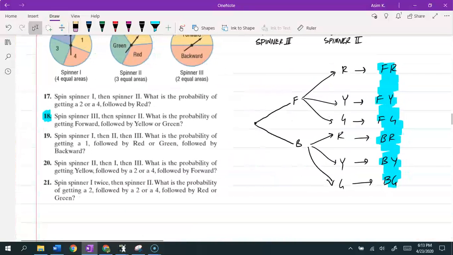Now, it says, what is the probability of getting forward followed by yellow or green? So here goes. You're looking for forward, so that's only these three chances right here, followed by yellow or green, so that's two of those 6 chances that you have. So 2 out of 6 chances, i.e. 1/3, is the probability right there. You see how I did that?